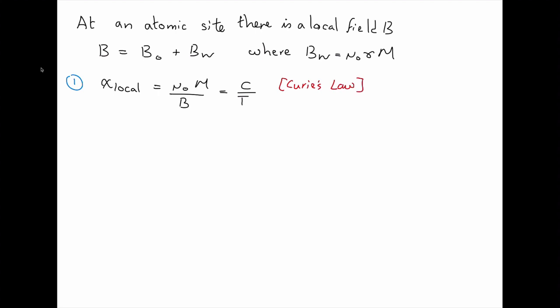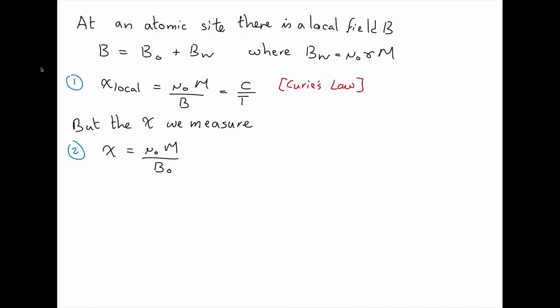But this is not the susceptibility that we would measure in experiments, because while I can measure M, the magnetization of the sample, I can't measure B, because B is the magnetic field at a particular atom, and I've no way of measuring that. The susceptibility chi that we would measure is going to be the ratio of the magnetization to the applied field, B naught. So that's what we can measure.